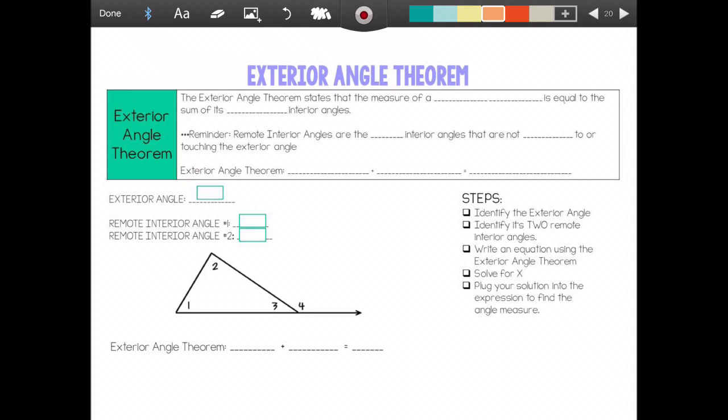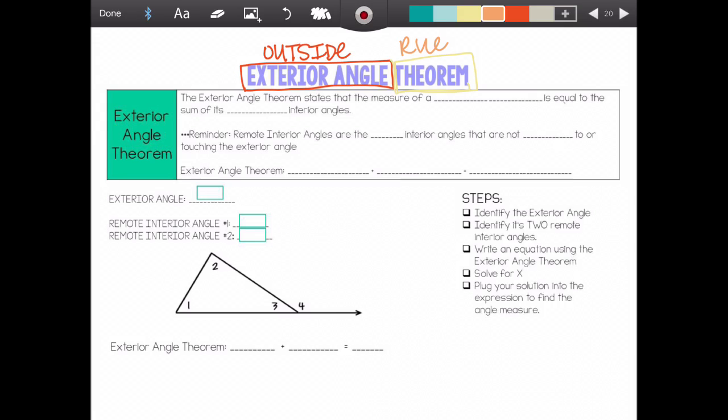Theorem. It's called the exterior angle theorem. And by the title, hopefully you can understand what this is talking about. Exterior angles, meaning outside. Okay. And then again, theorem is just another big word for rule. All right. So we know we're going to be dealing with angles on the outside of the triangle.